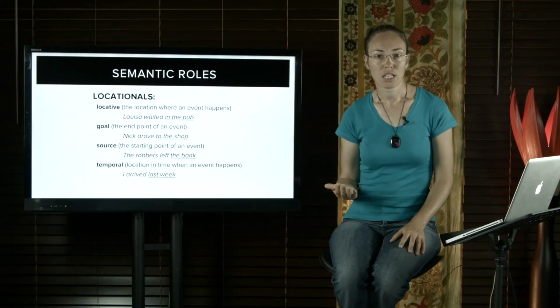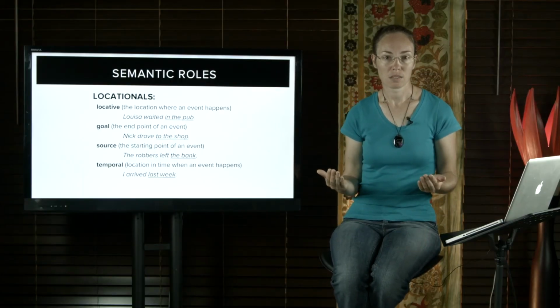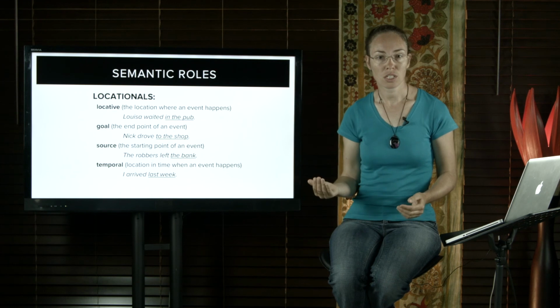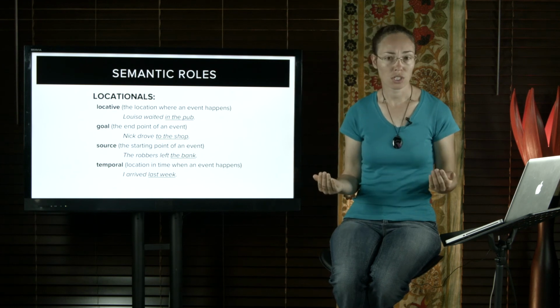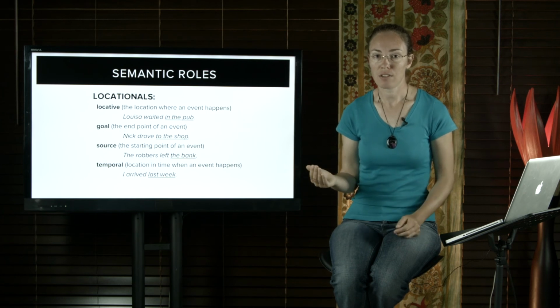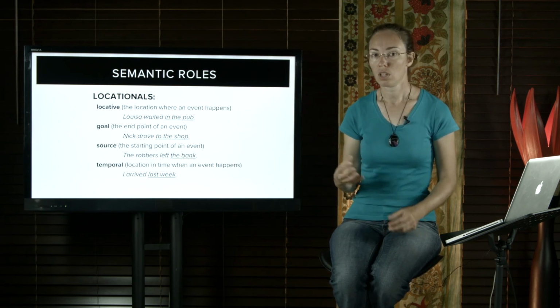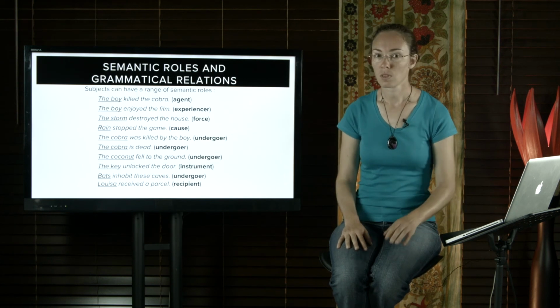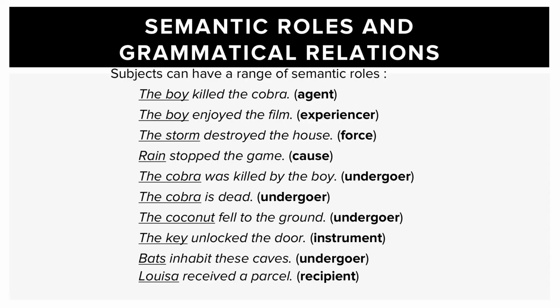Semantic roles are not the same thing as grammatical relations. Grammatical relations can't be defined on the basis of meaning. Actors are usually subjects and undergoers are usually objects, but they don't have to be. Subjects can have a range of semantic roles, that is, roles in the meaning of a sentence. So, the boy killed the cobra. The subject here is an agent.